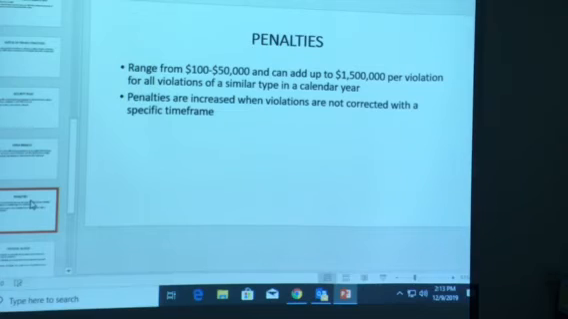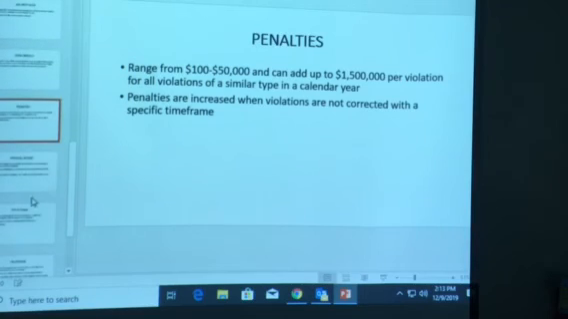Penalties range from $100 to $50,000 and can add up to $1,500,000 per violation for all violations of a similar type in a calendar year. Penalties are increased when violations are not corrected within a specific time frame.